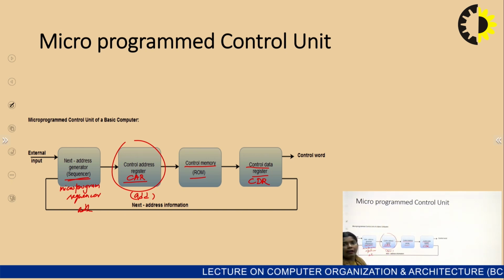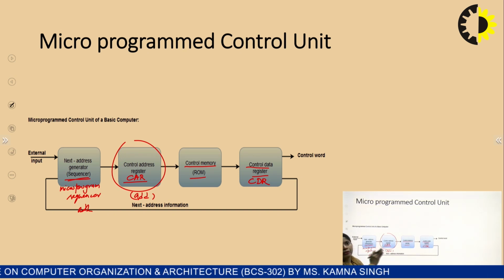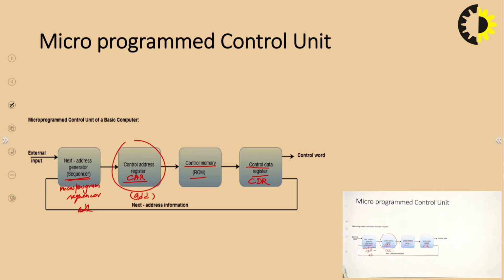So when the control unit is designed with the help of the microprogramming approach, then it is called a microprogrammed control unit. And a microprogram control unit contains these 4 fields: the CAR, CDR, ROM, and the microprogram sequencer. Some external input goes in here with the external mapping. There is a microprogram sequencer. The sequencer address goes to the control address register. And then next is the ROM. ROM contains all the addresses, data, and information coming from the external and internal inputs.